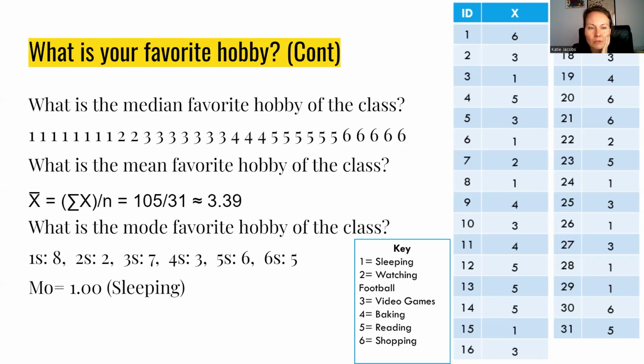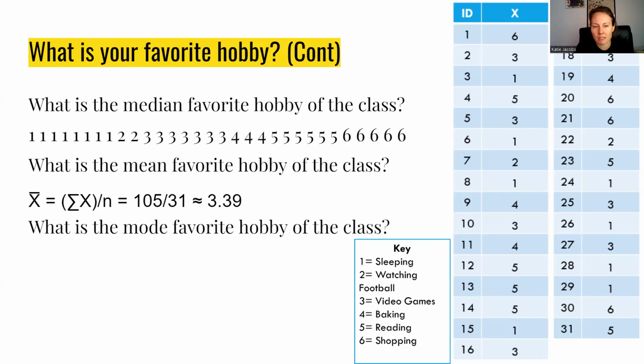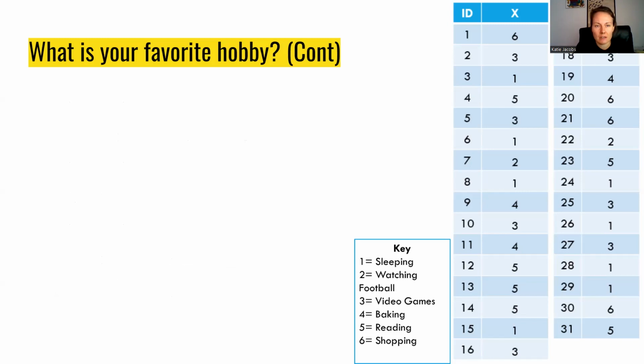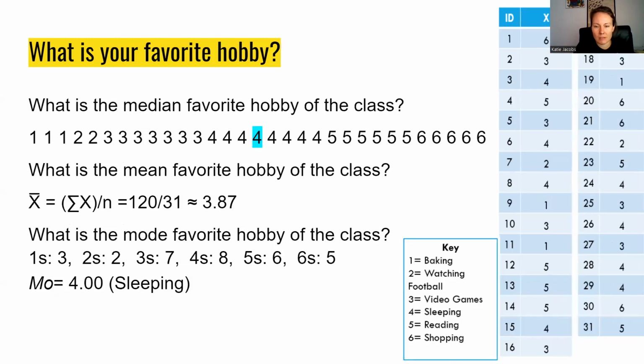Then if we go through and find the mean this time and we add up all those X's and divide by the sample size, we see it somewhere in between video games and baking this time because I messed up the key. And then when we go to find the mode, we see actually that the mode hasn't changed. Sleeping is still the favorite hobby of the class, the one that's most frequent. So when we compare this back to our other slide from before, we see that it changed. And that's because those numbers actually don't mean anything, right? The only one that didn't change was the mode, because the mode was saying which one was the most reported.